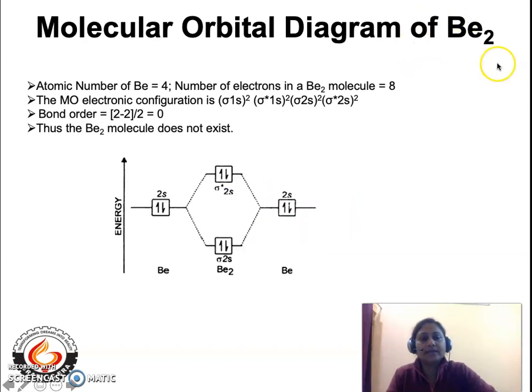Now let us come to the beryllium molecule. The atomic number of beryllium is 4. The total number of electrons in a beryllium molecule is 8. So let us come to the MO diagram. So here again we have not considered the 1s atomic orbital of beryllium.